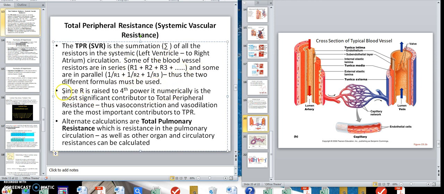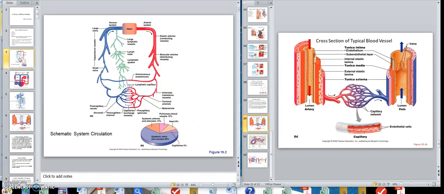And the biggest contributor to this, remember, is that radius. Okay? So we would add some up as this and some up as that. Now again, remember, this is a generic issue here. So when you hear me say SVR, systemic vascular resistance, envision that what I'm speaking of is adding all the resistors up in the systemic circulation. Okay? So we're setting the stage for everything.